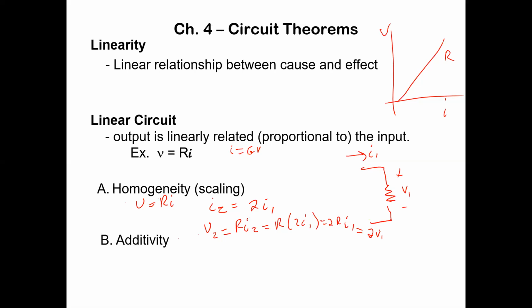Is that something to shock you out of your complacency? I mean, it's kind of obvious, right? When you have a linear relationship like that, if you double the current, you're going to double the voltage across a resistor, right?